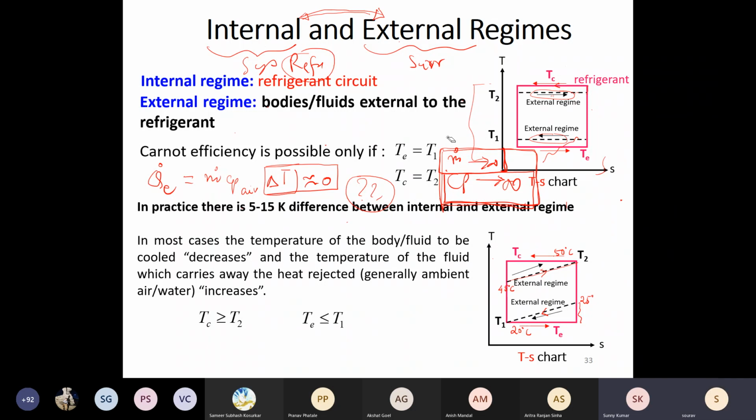Okay, so think and let me know the answer in the next class. During phase change, latent heat. So if and only if the other side, that is the external regime itself, is undergoing phase change, you can expect a horizontal line on the external regime side. But as long as it is undergoing just sensible heat transfer, we will have such lines.